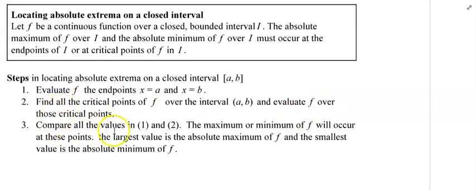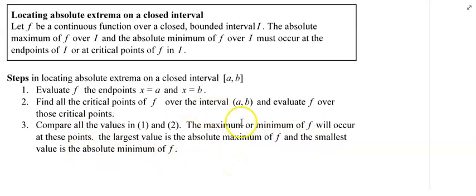Then, in part C, we're doing comparisons. Your comparisons of the function values at the endpoints and the function values at the critical points. Now, the maximum or minimum of f will occur at these points. The largest value is the absolute maximum of f, and the smallest value is the absolute minimum of f.